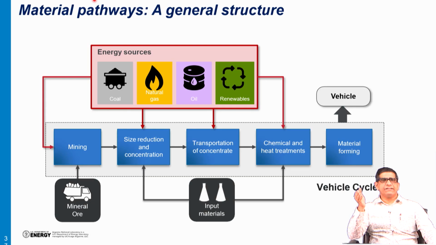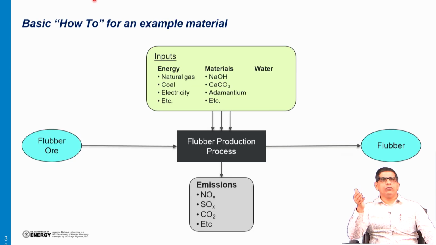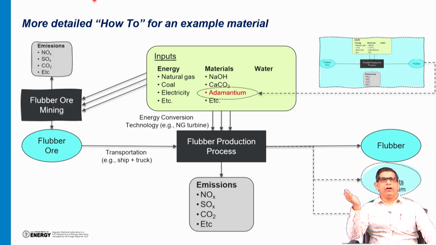In terms of the vehicle cycle, again the general structure is that you start from different energy sources and different materials, and you get the vehicle. For example, you have the different inputs coming in. In the flubber production process, the flubber ore is there and you get flubber out. You put in all these input energy, materials and water. Then you have all the emissions, NOx, SOx, carbon dioxide and so on, going out.